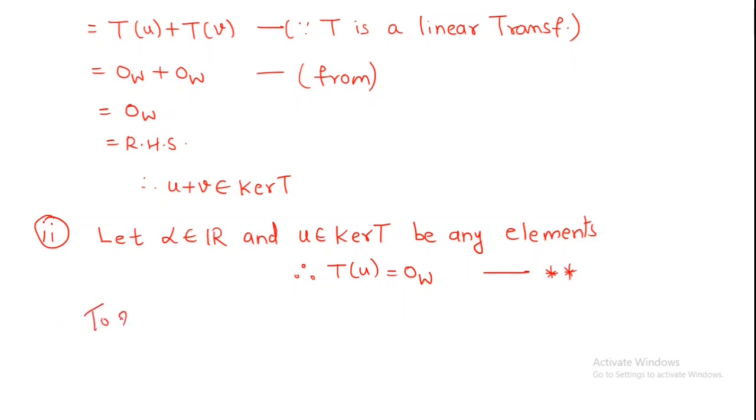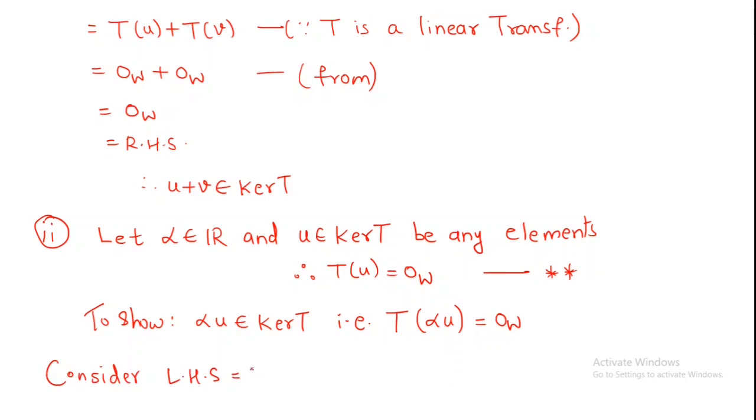Now what we have to show here is that alpha u belongs to kernel of T. What is the meaning of this? We have to show that the image of alpha u is equal to 0 of W, right? So the logic is the same as we have done previously. I will consider LHS and prove that it is equal to RHS. Consider LHS, that is T of alpha u, which is equal to alpha times T of u. The reason: since T is a linear transformation.